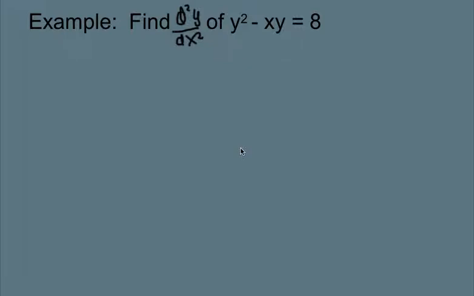Okay, so this is the final video and a final example on implicit differentiation. For this video, we're going to look to take the second derivative. So we always start off by taking the first derivative. So we're going to take the derivative here of both sides, okay? And the derivative of y squared minus xy, and then we're going to take the derivative of 8, okay?